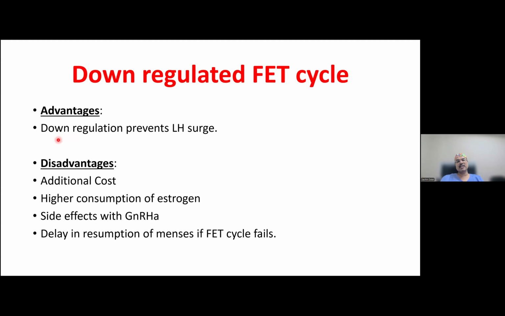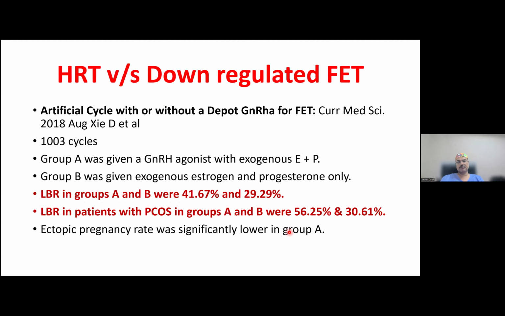Advantages, the most important advantage is this down regulation prevents LH surge. Additional cost is the disadvantage, higher consumption of estrogen, side effects with GnRH agonist, and delay in resumption of menses if the FET cycle fails.